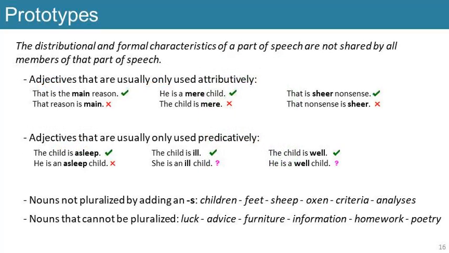But these distributional and formal characteristics are not true of all adjectives. Some adjectives are usually only used attributively, that is, before the noun, and others only predicatively, as a complement. And some adjectives do not form their comparative by adding the suffix r or er, nor indeed can many adjectives even be used comparatively at all. Similarly, not all nouns are pluralized by adding an s, and many nouns have no sensible plural form.